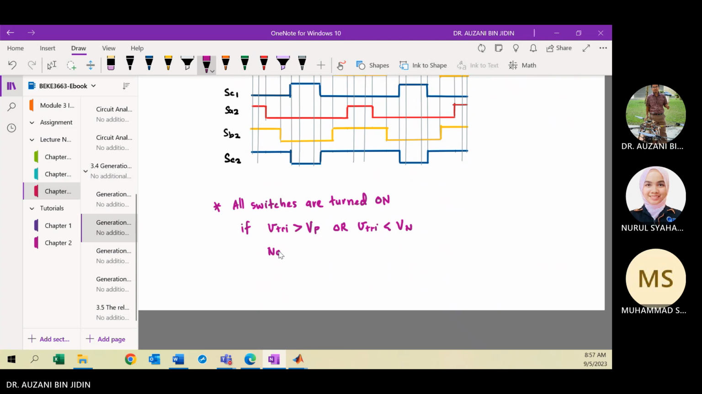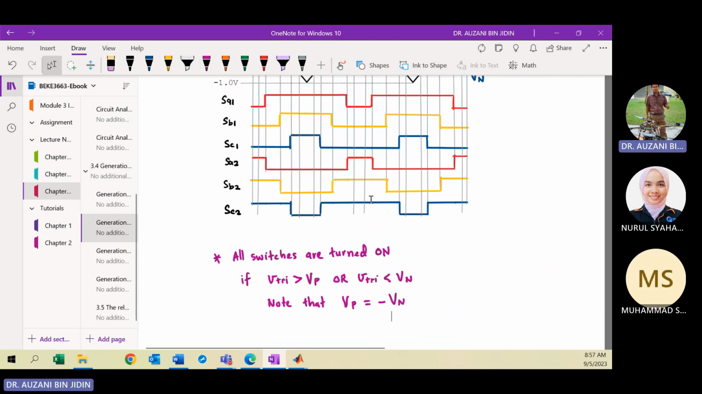Okay, note that VP is equal to minus VN. If your VP is 0.8, it means your VN will be minus 0.8. Okay. Based on this statement, you need to modify the switching state waveform here. This switching state waveform is actually the production from the conventional inverter using sinusoidal pulse width modulation. So for Z source, you have shoot through incident. So you need to modify the switching state waveform to indicate the shoot through incident.